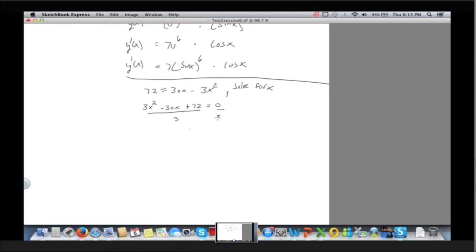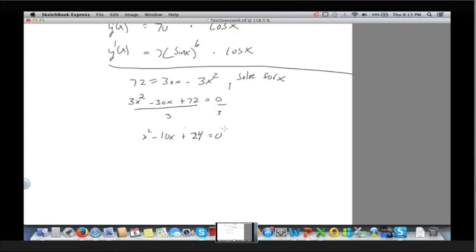Is that legal? Well, yes, we can do anything to the left side of the equation as long as we also do it to the right. This is 24. Good. And you can see how much easier this will be to work with. So that's an important technique.